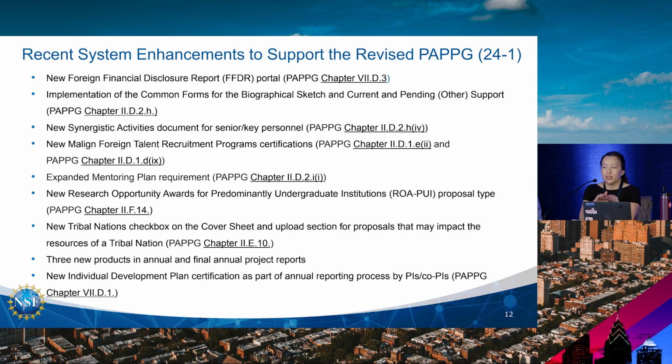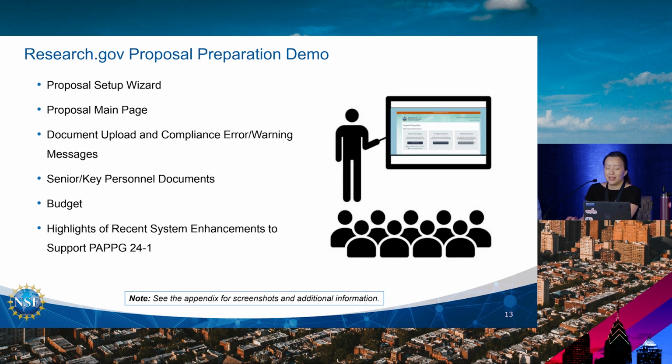All right, so this is just a really quick summary. Jean already went over all of these, but this is just an idea of what to look for whenever you're in the system. So I'll be going over some of these in my demonstration today. As you can see, some of the updates. All right, so for my demo, I'm just going to touch on simple proposal preparation and some of the compliance errors and warnings, some of the senior key personnel documents and the changes in that section from the 24-1, and some features of the budget. So I'm going to pause here and switch my screen.